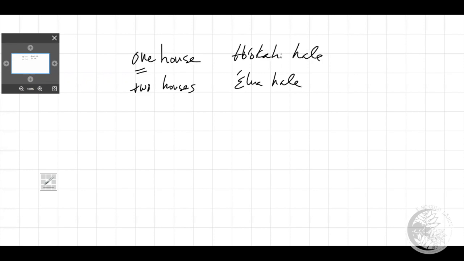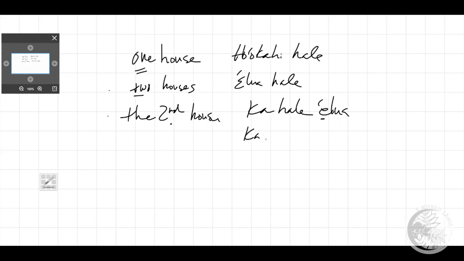Now, maybe I'm going to express the second house. Again, remember, these 2 are different. This is an amount. This is telling you not the first one, not the third one, but the second one. And again, as we had earlier, kahale, and I'm going to put the number, elua. When it's ka, it has the a. I can also express the same idea, kahale elua, the second of the houses. That's the second house.